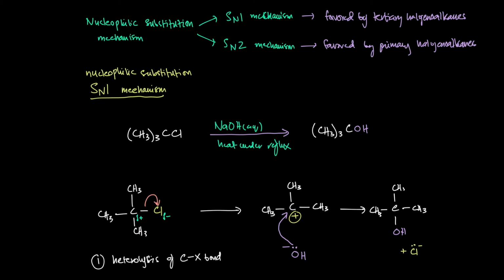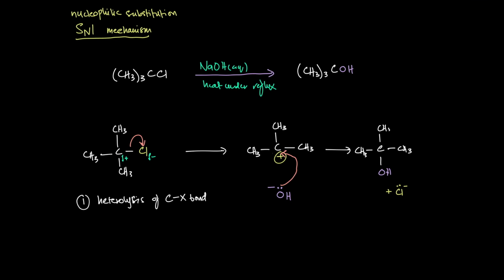So this is the SN1 mechanism. We're going to show this arrow a bit more well defined. Make sure you show it as a curly arrow. And again, the arrow should be shown from the lone pair of electrons to the positively charged carbon atom.